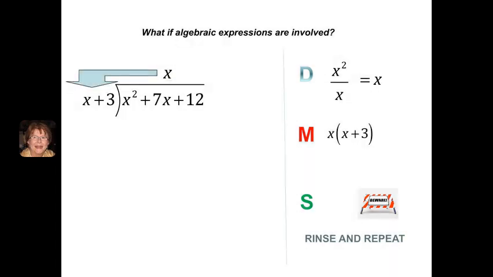What are we going to multiply? We're going to multiply that result by the divisor. X times x plus 3. In this case, x times x is x squared, and x times 3 is positive 3x. So I multiplied the part of the result because I'm not done. I multiplied that by the divisor.